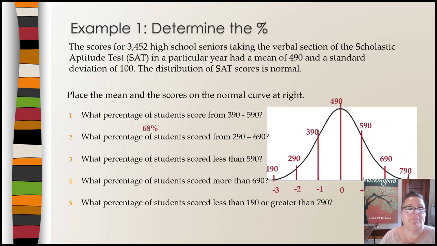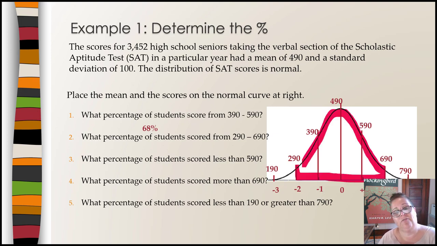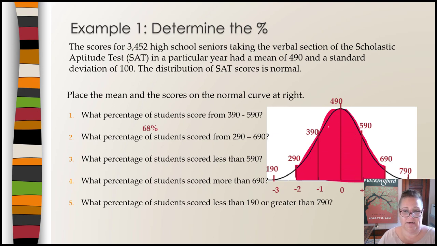Second question, what percentage of students scored from 290 to 690? Well, using a highlighter in red this time, I'm going to start at 290 and go up to 690, and I'm going to shade in everything underneath the curve. When I do that, I see that I'm going from a -2 to a +2, or from 2 standard deviations below the mean to 2 standard deviations above the mean. Referencing my empirical rule, I know that this has to be 95% of all data points.